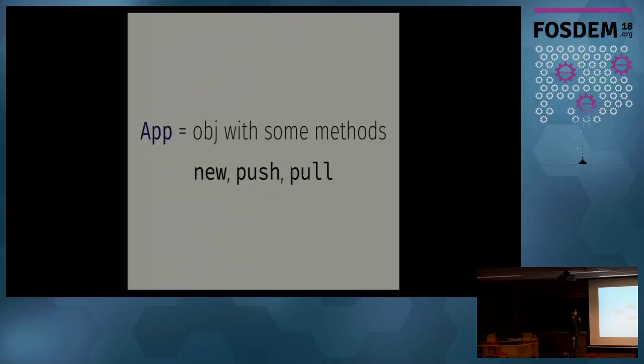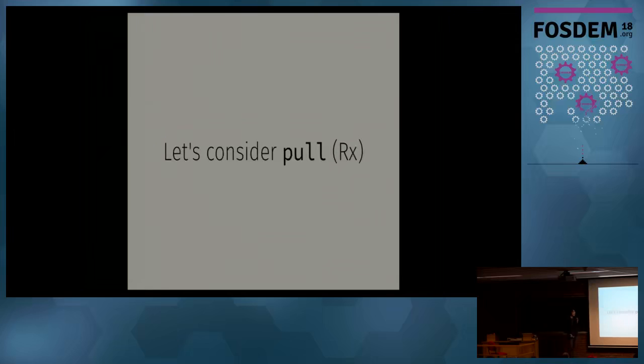A Snabb app is really just a Lua object that has a particular set of methods. For example, it might have a new method, which does the initialization for the app, and push and pull methods, which do things like receive and transmit for a particular app. A driver is also just an object that has some methods. In particular, let's consider the pull method, which is the part that implements the receive functionality.